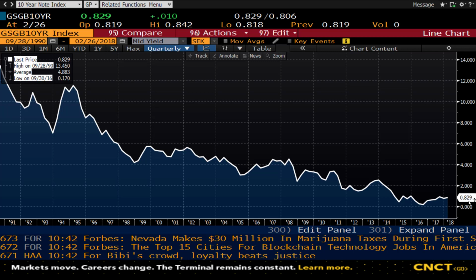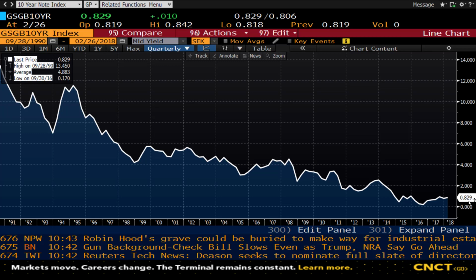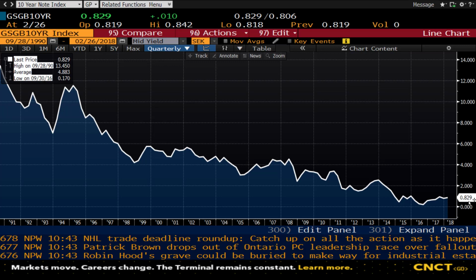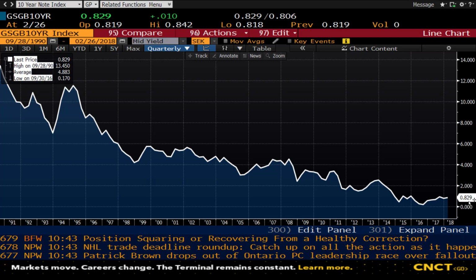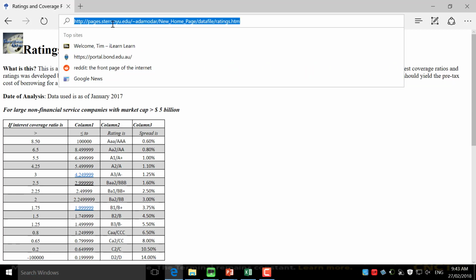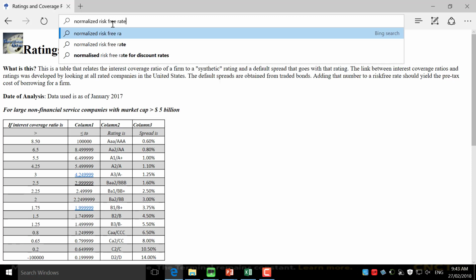So what you could do instead is to use what they call a normalized risk-free rate. A normalized risk-free rate is estimated by looking at the long-term period and figuring out what the average risk-free rate has been for the past 50, 60 years, or however long you can figure it out. Again, you could do this exercise yourself by getting the numbers from Bloomberg or somewhere else, or Google is your best friend, or I guess I'm using Edge here with Bing. So normalized risk-free rate.